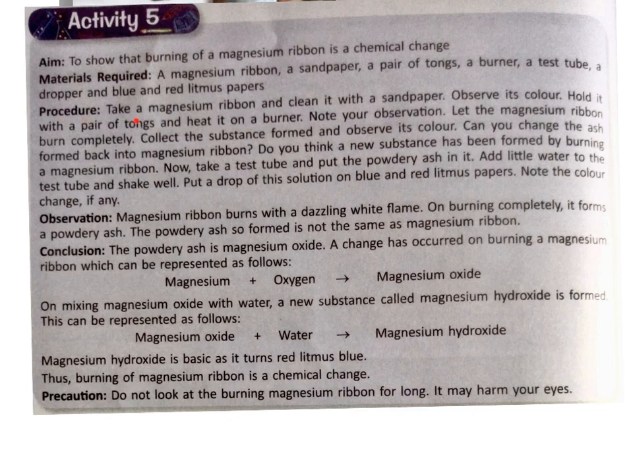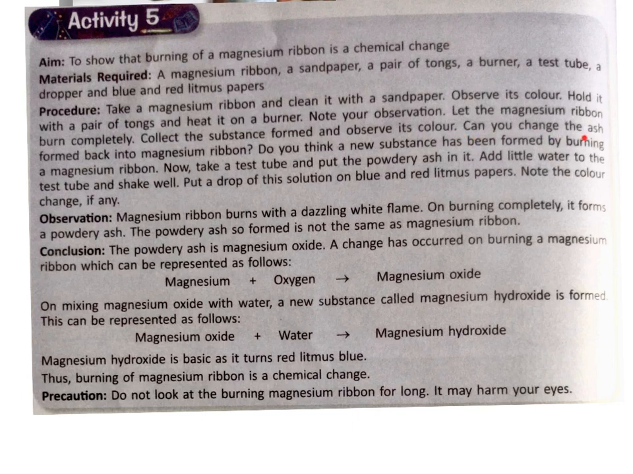Procedure: take a magnesium ribbon and clean it with a sandpaper. Observe its color. Hold it with a pair of tongs and heat it on a burner. You will be seeing the observation very soon in a video. Note your observation. Let the magnesium ribbon burn completely. Now collect the substance formed and observe its color.